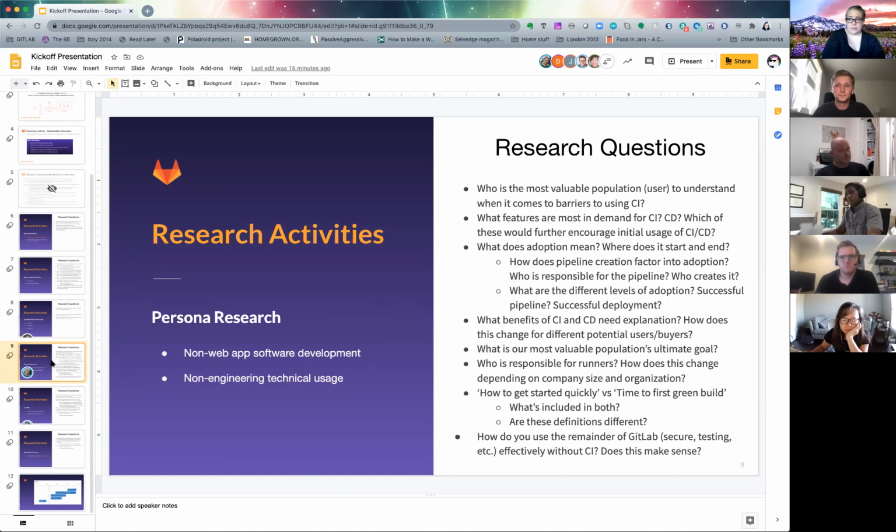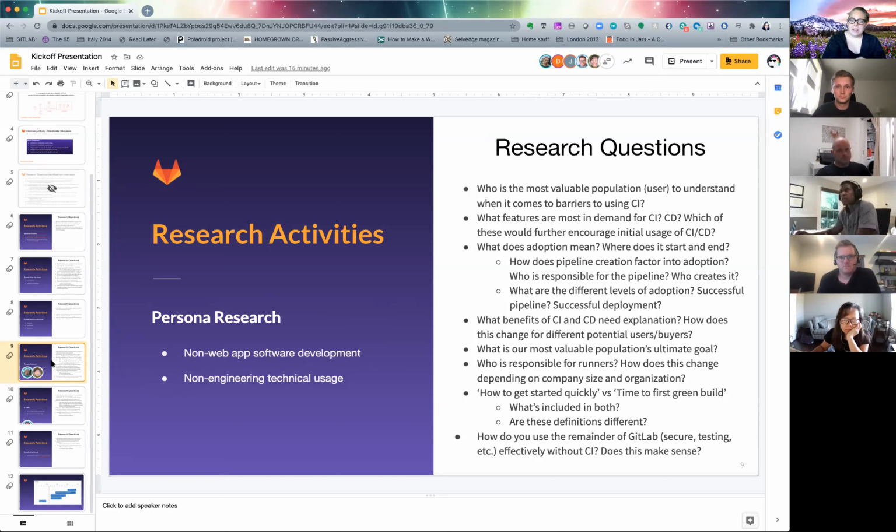How are they different? If they are different, what's going on? Are they different? They may not be, but let's find out. And the other persona that we want to dive into are these non-engineering technical users. These are your scientists and professors, people who are not software developers full-time, or part of a DevOps team, but they're using GitLab for other uses. Could be us, the design team.